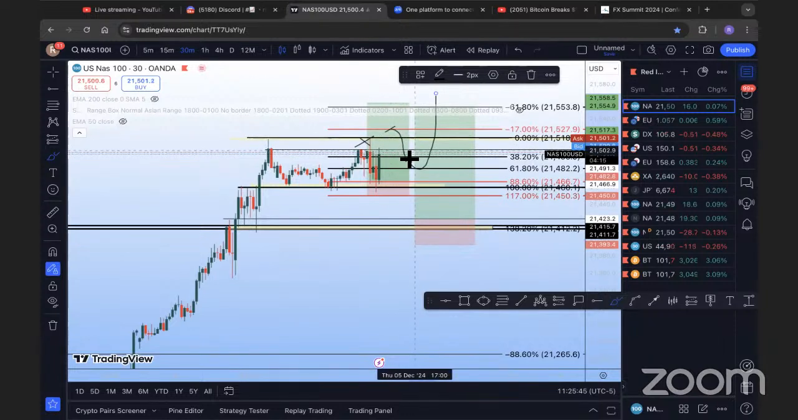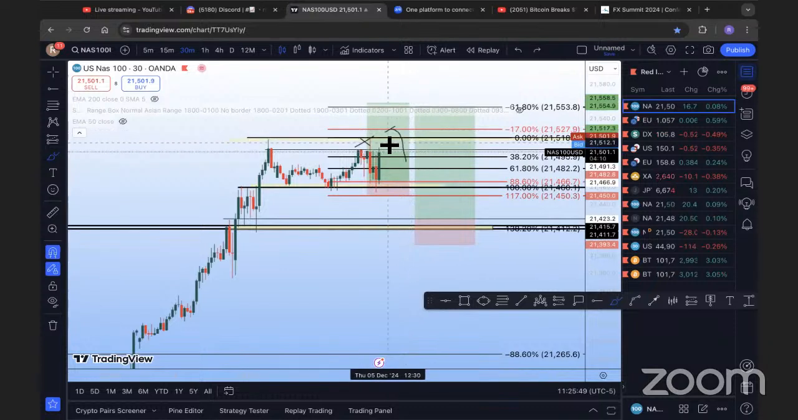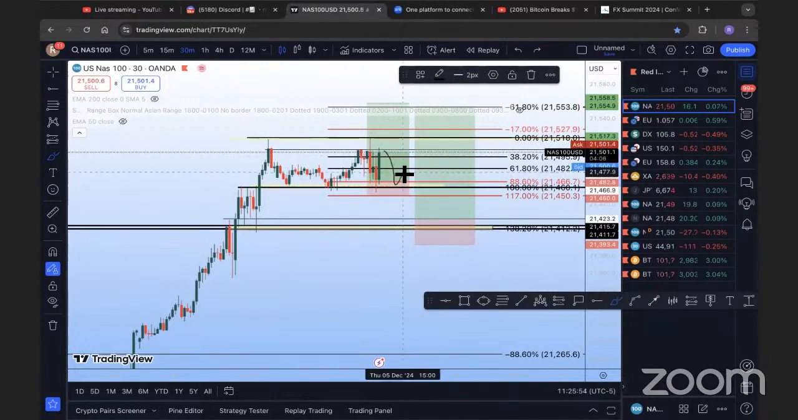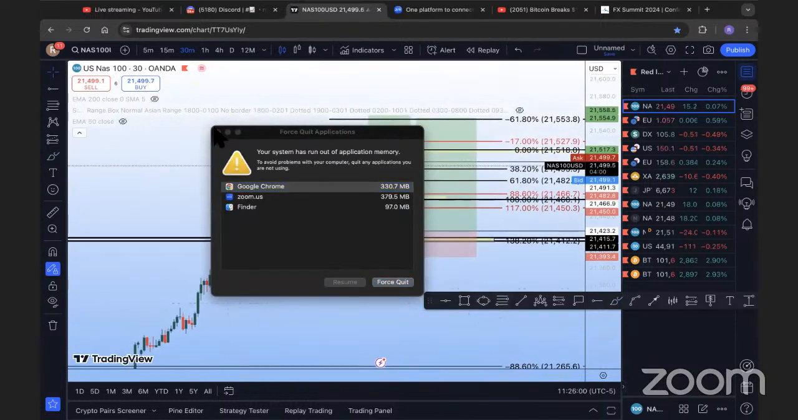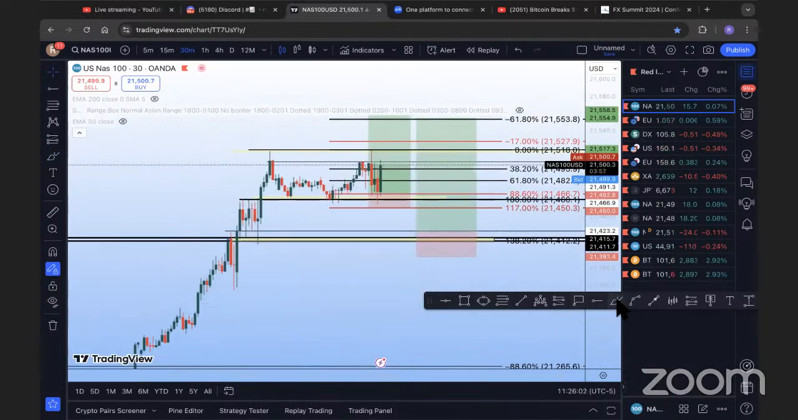So we have a few options here, whether we retrace back to the Tokyo session lows, that would be ideal. If we retrace back to the lows and then kind of do like a false break and start moving down, we still have this lower entry. So we have three potential entries. Regardless of what the market does, we can respond accordingly.